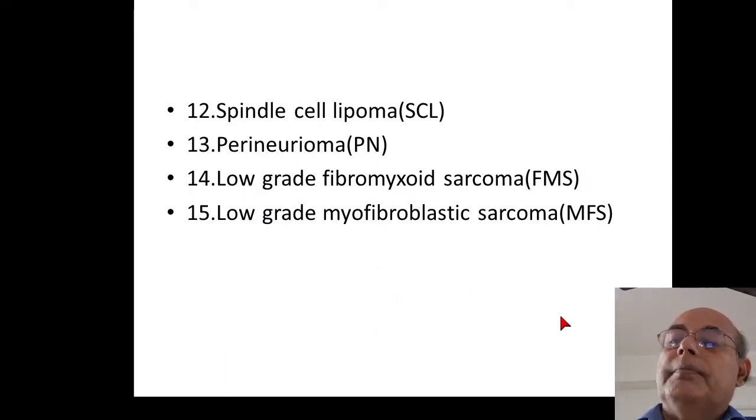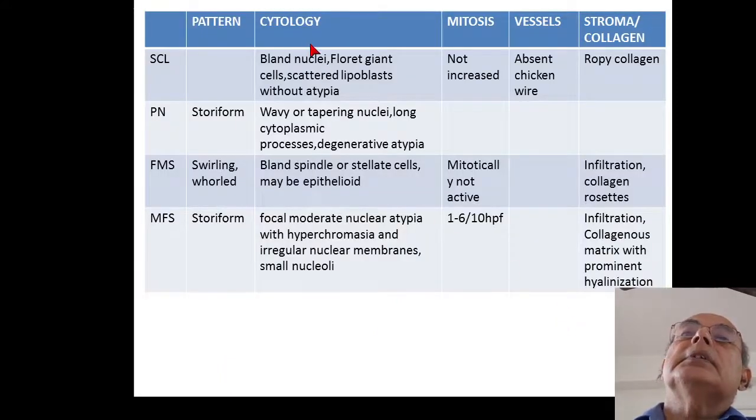This is the third group. In case of spindle cell lipoma, bland nuclei, a few florid giant cells may be seen, and scattered lipoblasts without atypia. Mitosis is not increased. Ropy collagen. In case of perineurioma, storiform pattern, wavy or tapering nuclei, long cytoplasmic processes, degenerative atypia may be seen.